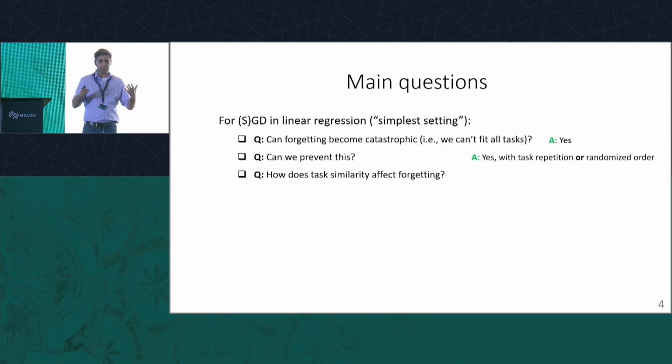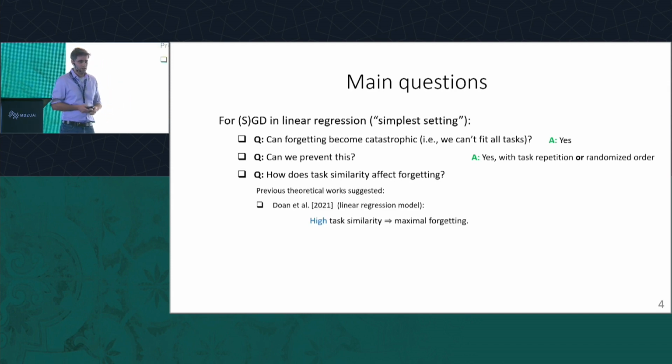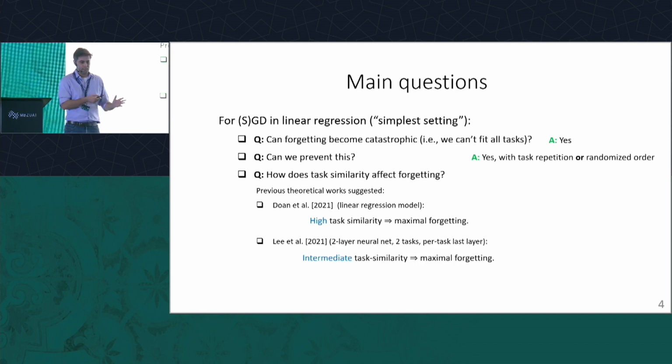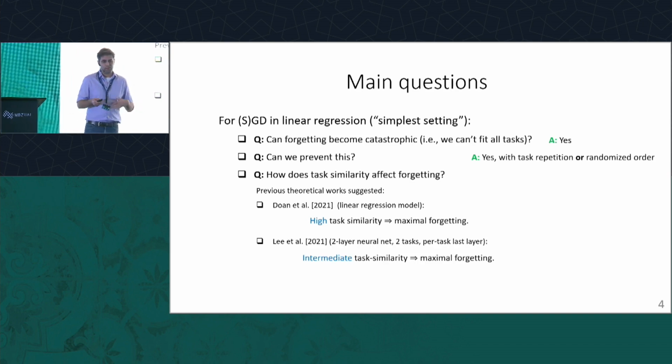If we have two tasks and we want to remember both of them, is it better to have similar tasks or different tasks? There was already previous theoretical work trying to answer this question. For example, Evron et al. in a linear regression model claimed that with high task similarity, you obtain the maximal forgetting. So if you have very similar tasks, you have the worst case. You don't want to have similar tasks. Another work in a different setting claimed something different, that intermediate task similarity causes your worst-case forgetting. Even though it's a different model, this seems to be a conflicting conclusion, which was kind of confusing.